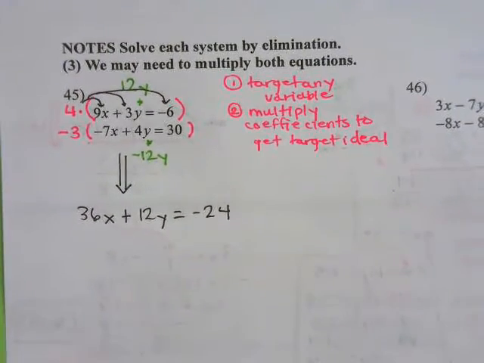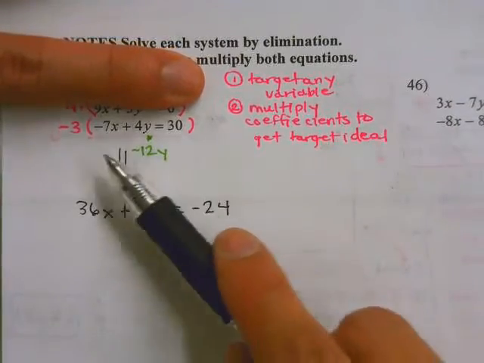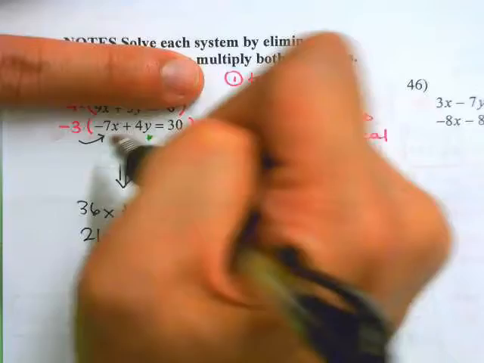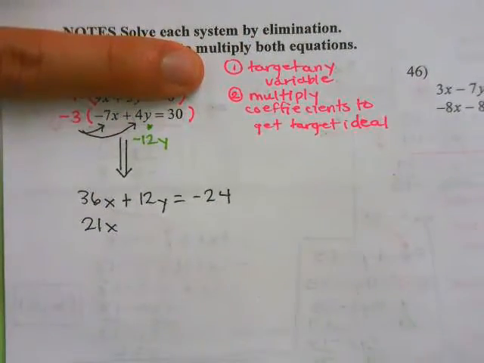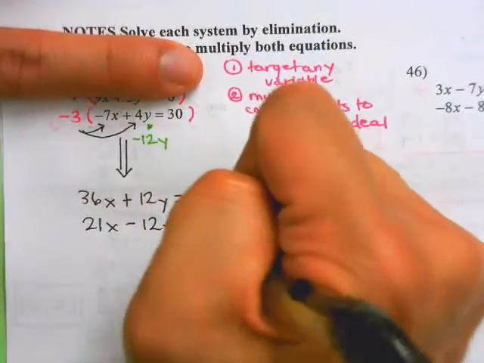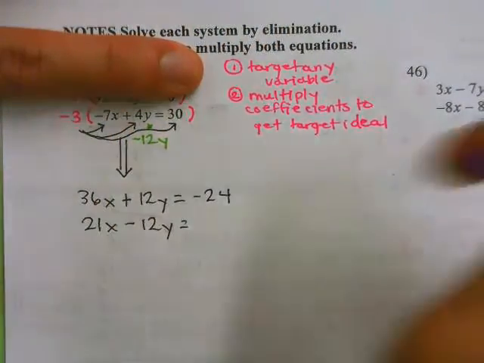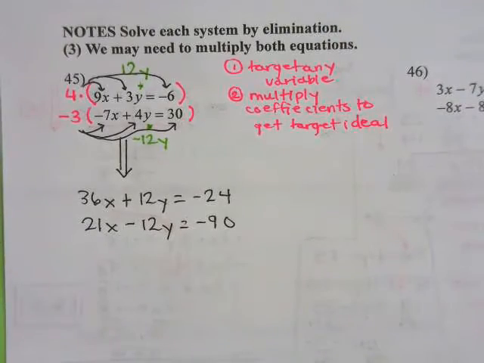All right. Now that the top equation is changed, we also got to change the bottom one too. Please be careful. Negative 3 times negative 7, positive 21. Negative 3 times 4, negative 12. Negative 3 times positive 30, negative 90. So yes, because we're multiplying numbers, our equations are going to get a little bit huge, but the steps are going to be the same, and you guys have a calculator.